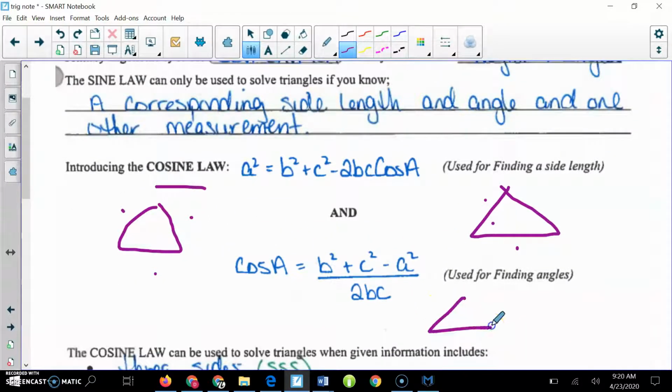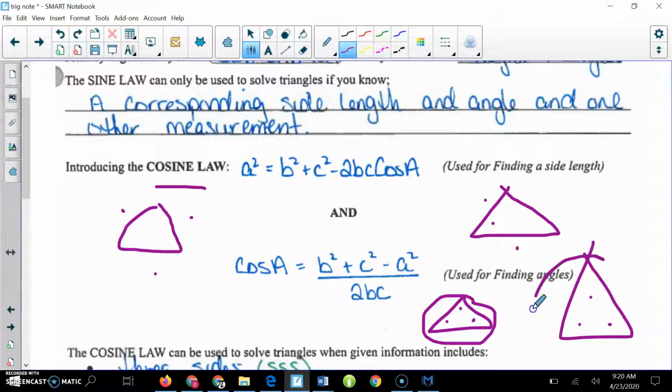You might be wondering what happens if I have three angles, and the answer is you can't solve that. So if you have three angles, you could make this triangle this big or this big. You could blow it up, shrink it, and leave the angles the same, and you won't know the length of the side. So you need to know one side length to do any of this.